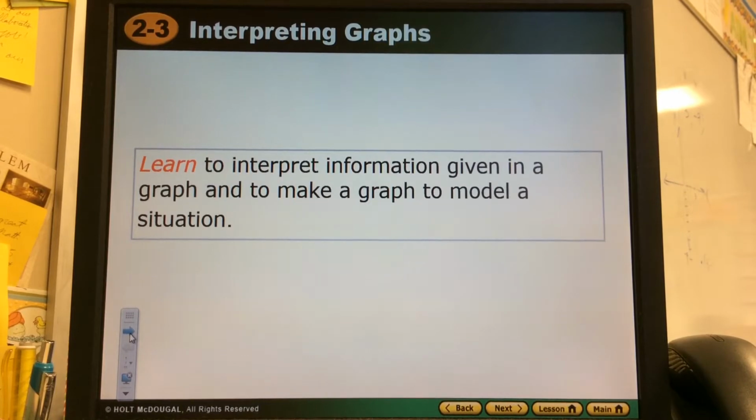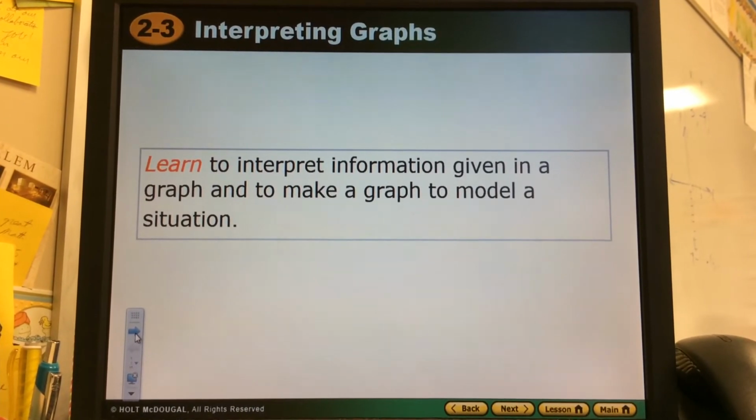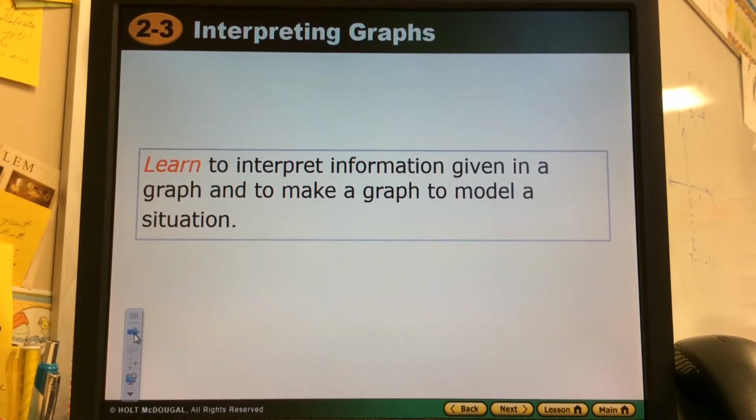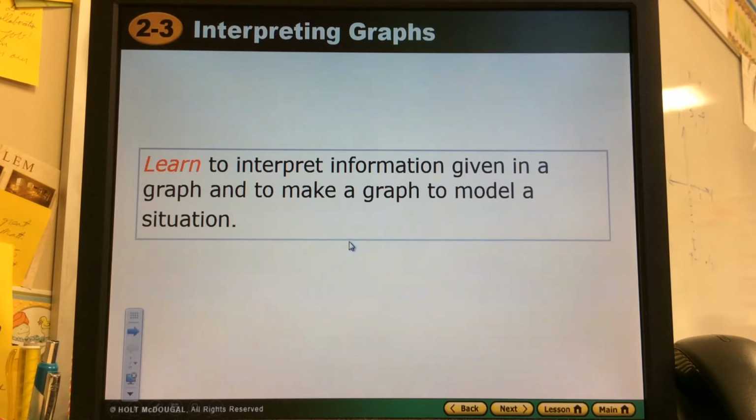I think you'll find this lesson fun. I find it fun, and I think in the past students have found it fun, so I think you'll find it fun. So we're going to learn to interpret information given a graph and to make a graph to model a situation.